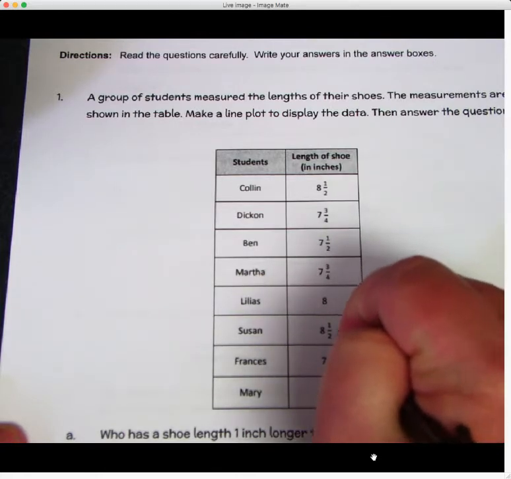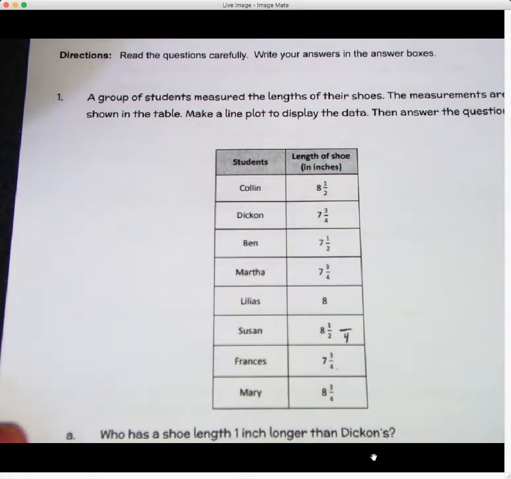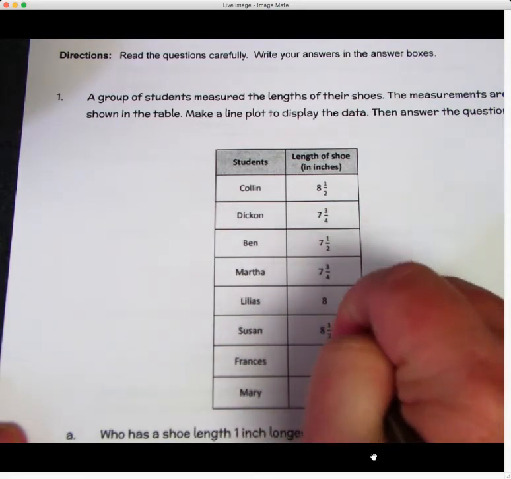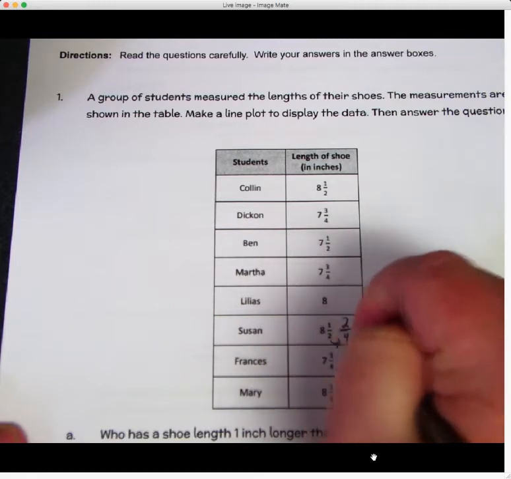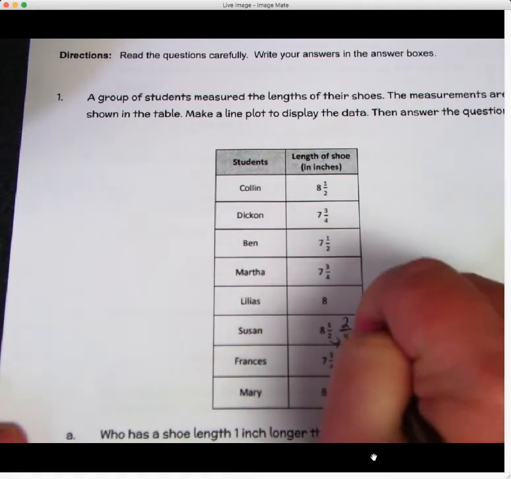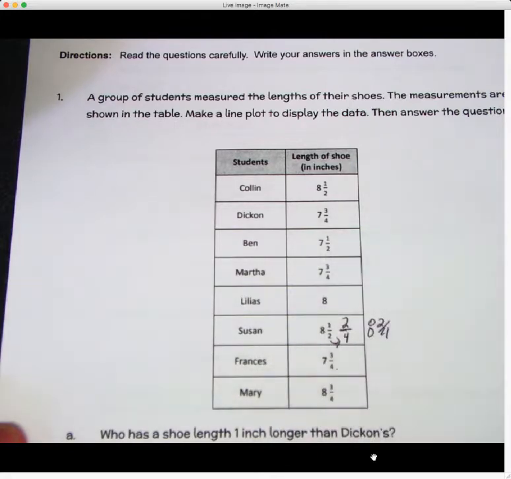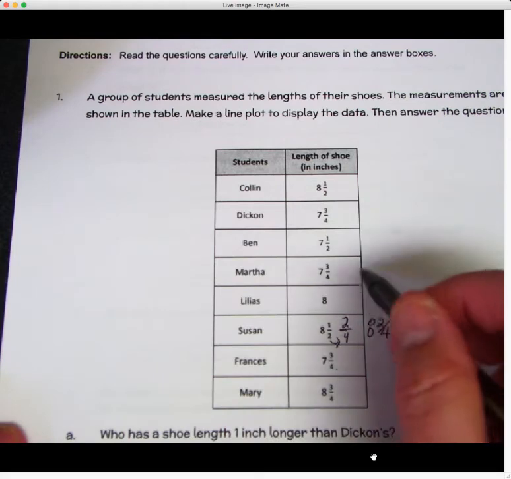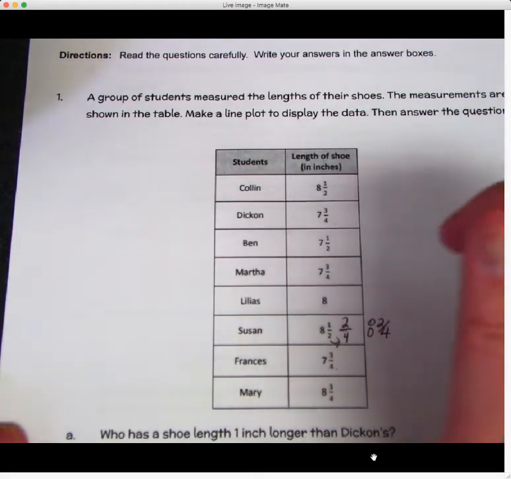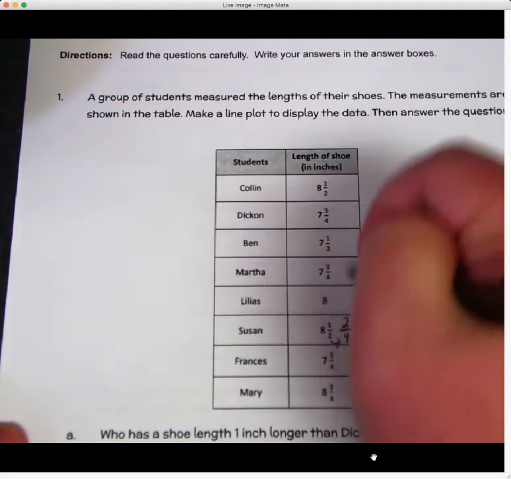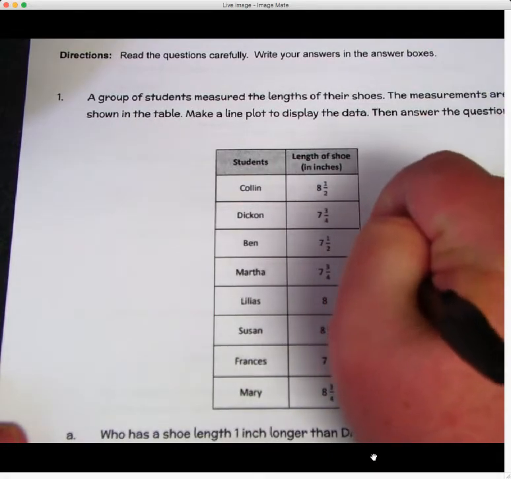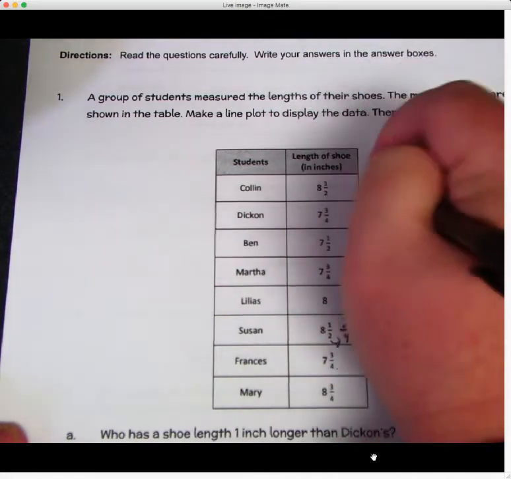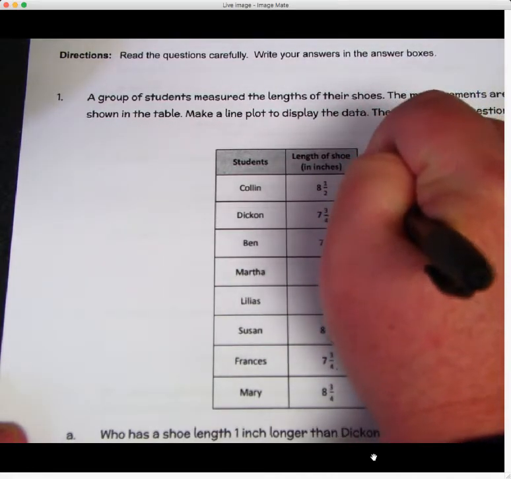So 8 1/2, I'm going to change it to a fourth. I do 2 times 2 is 4. 1 times 2 is 2. So this is equal to 8 2/4. You might want to write it out to the side. 8 2/4. Okay, so Susan, the length of her shoe is 8 2/4. Let's find another half. Here's another half, 7 1/2. We know that 1/2 is equal to 2/4, so we know it's 7 2/4. And 8 1/2, we know that 1/2 is equal to 2/4, so this is 8 2/4.